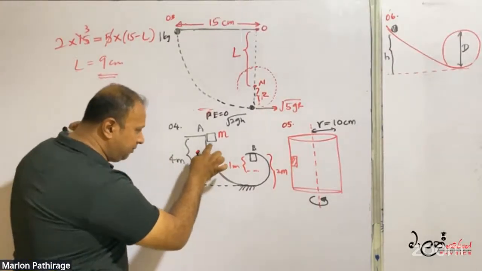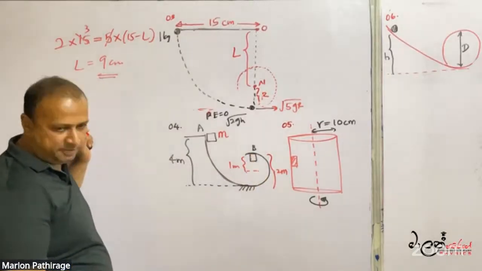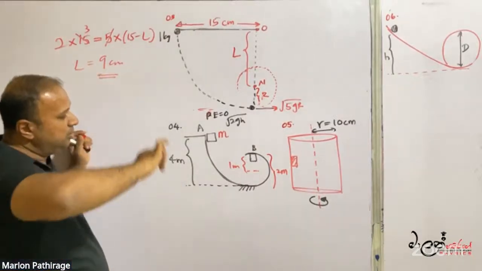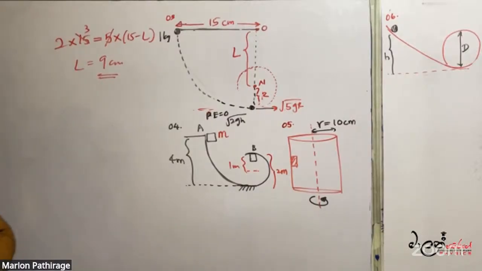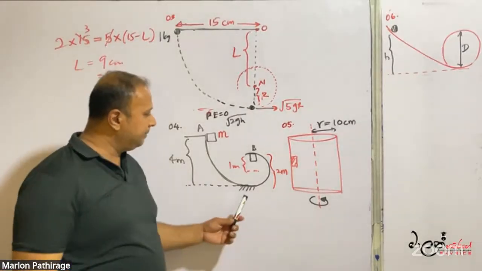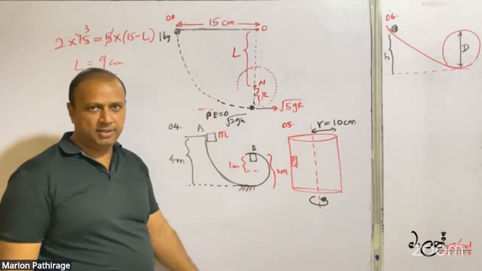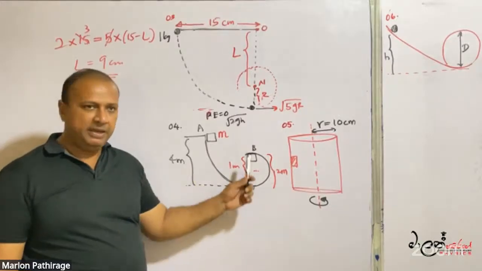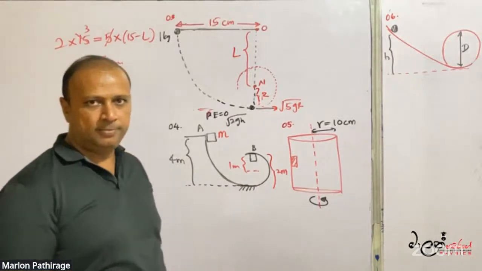Now this object moves from here to here and comes to this position. Then you are asked to determine the ratio between normal reaction and weight. Here you should understand that it says just reach. Think that it just reaches there, and take that.